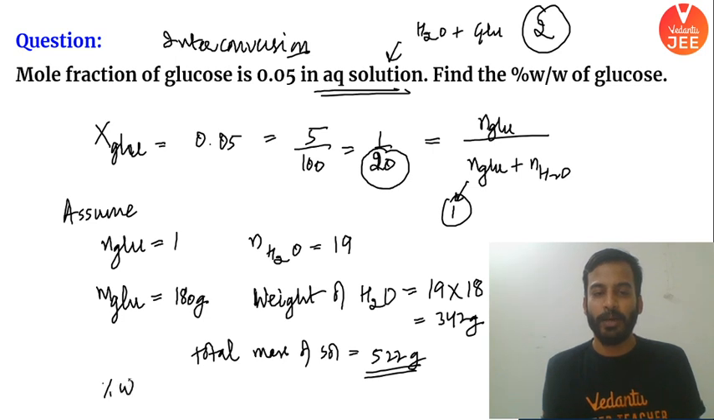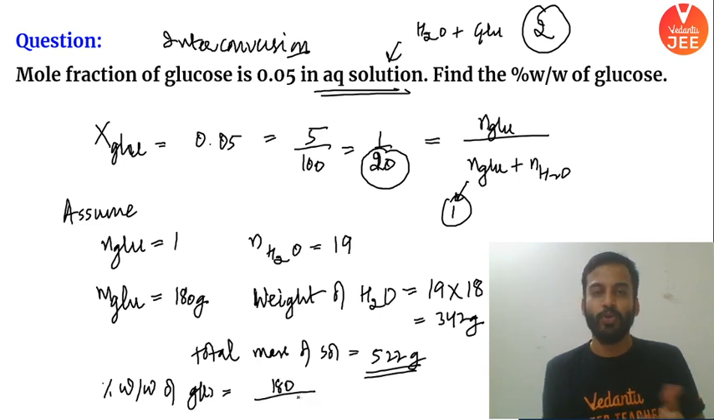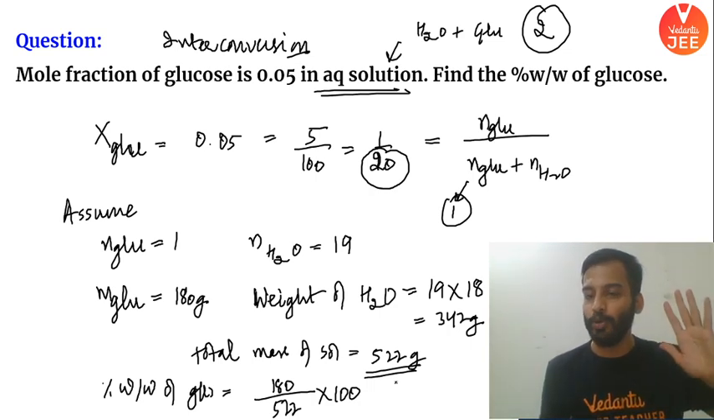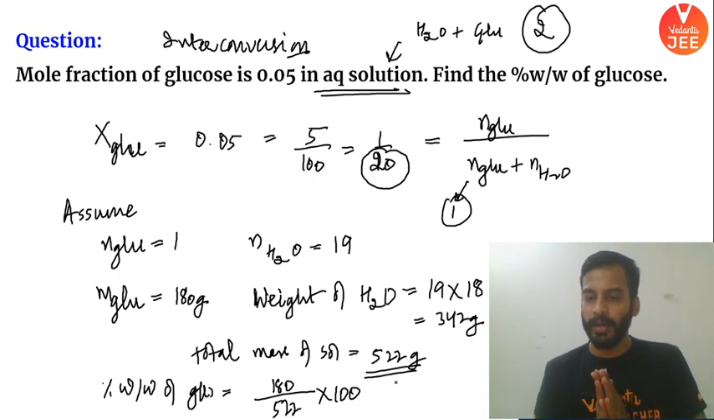So percentage W by W of glucose would be equal to given mass of glucose divided by mass of solution. Mass of solution is 522, into 100. Solve this and get your answer. Did everyone understand? I hope the approach is clear from my side. Is the approach clear to everyone? Very good, I will move ahead.